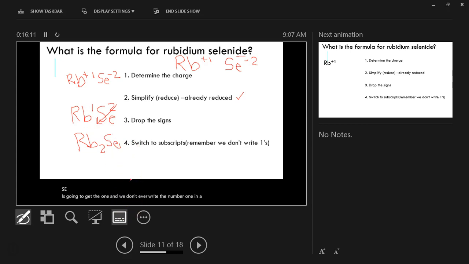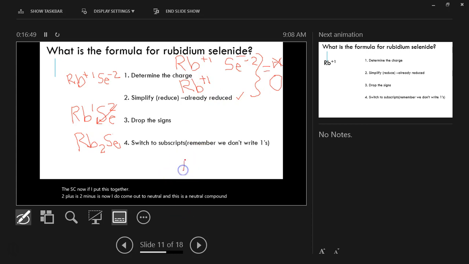Now you might ask yourself, okay, well, why did we do that switcheroo? Because compounds are neutral. And if we go back up here and we look at this Rb plus 1 and the Se minus 2, if you were to add those two things together, you still come out with a minus 1 charge, and compounds can't have a charge. So you need another Rb to neutralize the Se. Now, if I put this together, 2 pluses, 2 minuses, now I do come out to neutral. And this is a neutral compound then.